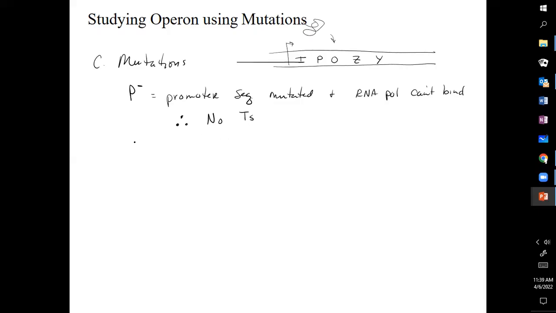Another type of mutant was called the OC. This little C stands for constitutive, and it is a mutation in the operator region. So it's an operator mutation in the sequence, and that doesn't allow repressor to bind.